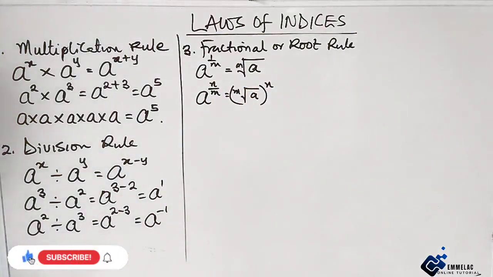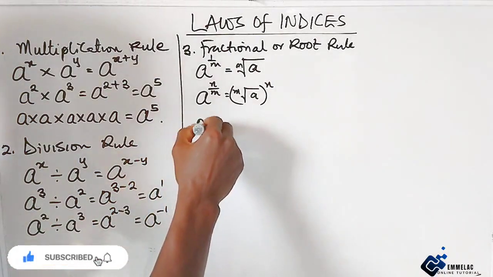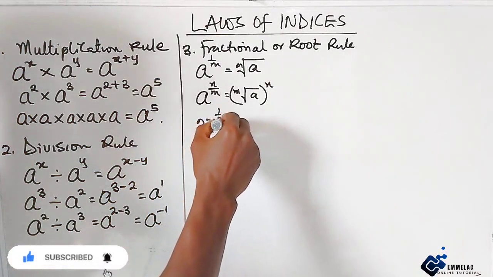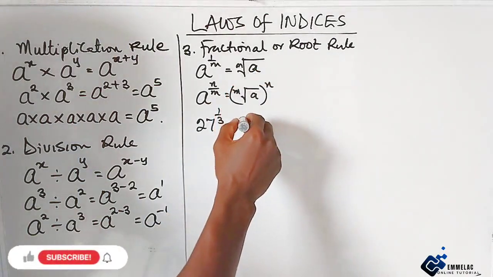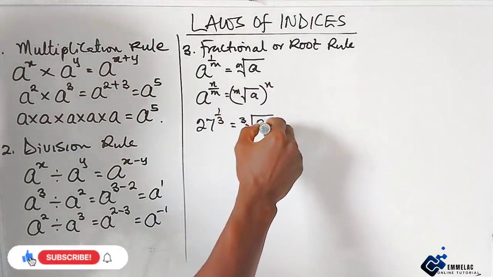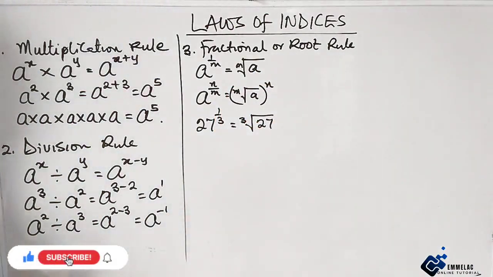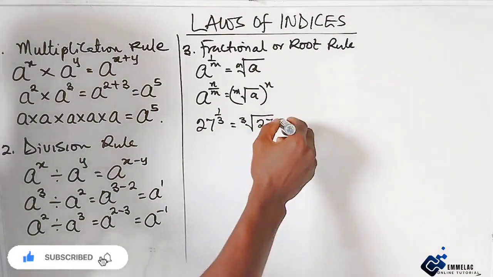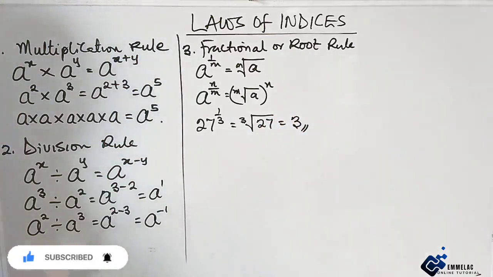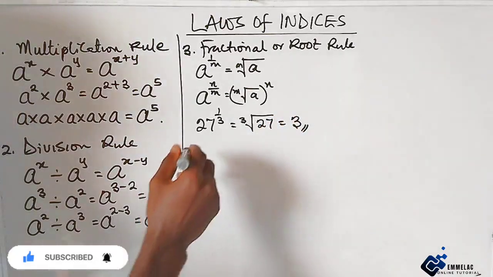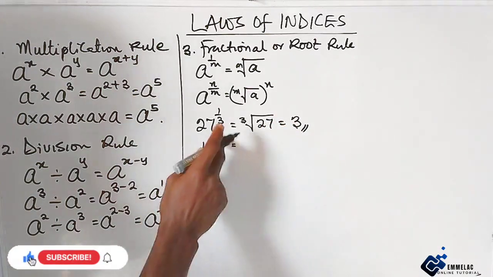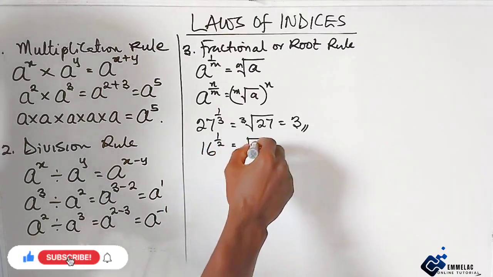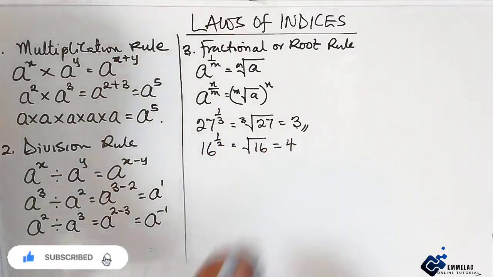For instance, we can have 27 raised to the power of 1 over 3. Following this law, it means the cube root of 27, and the cube root of 27 is 3. Final answer. Another example, let us say 16 raised to the power of 1 over 2. 1 over 2 here is actually the square root of 16, which is 4.